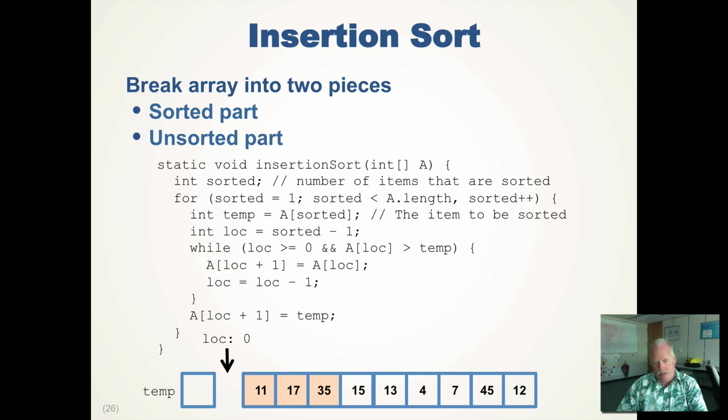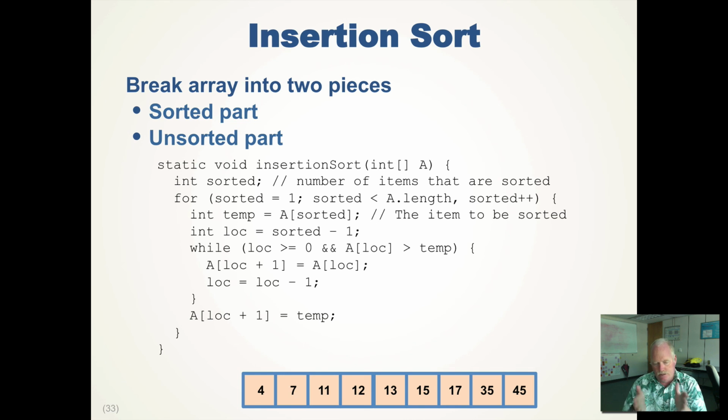And then we're done with that, so we go up to the for loop, and now sorted is 3. And loc is 2. We move 3 over. We keep going. Make the space. 11 is not greater than 15, so we're done. We do the swap. And then we keep going until we finally get all the way to the end, and everything will be in its right place, and we have our sorted array.